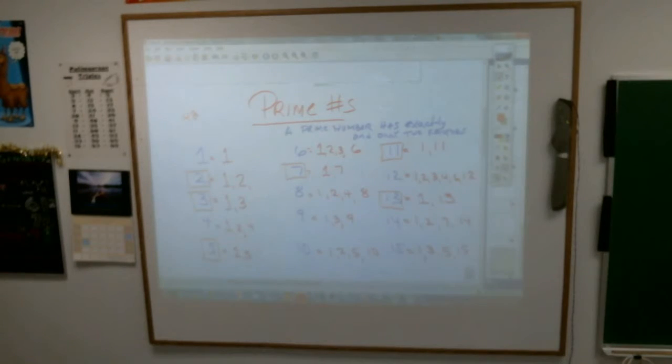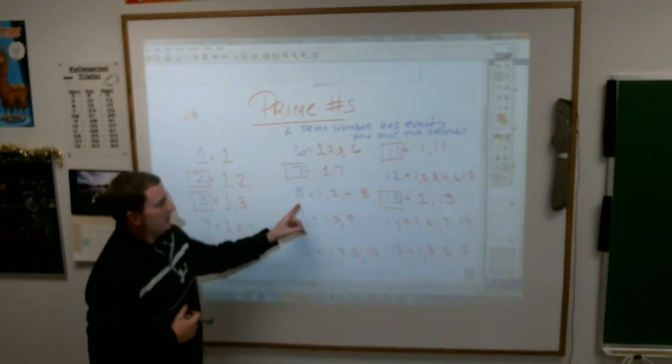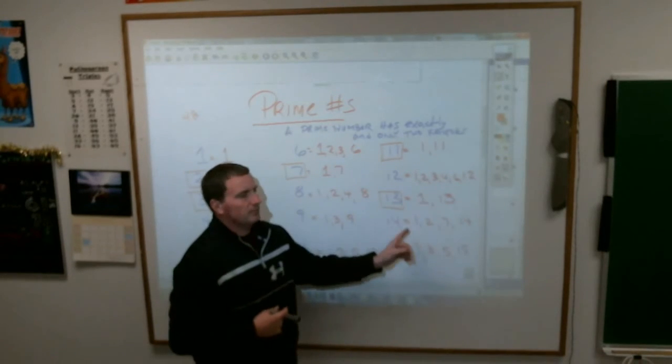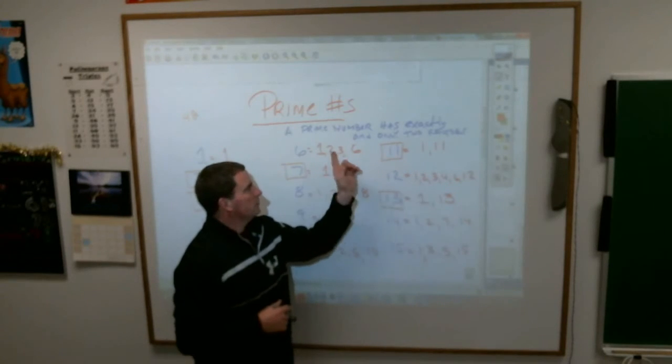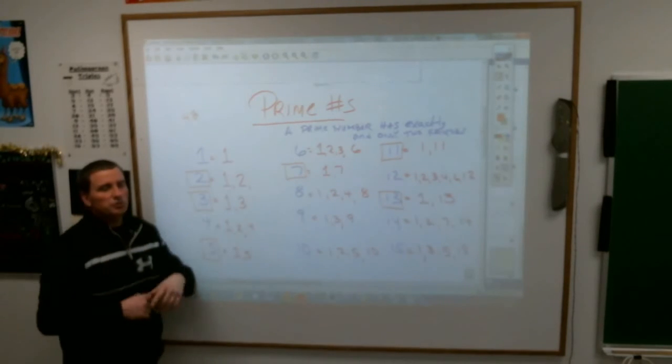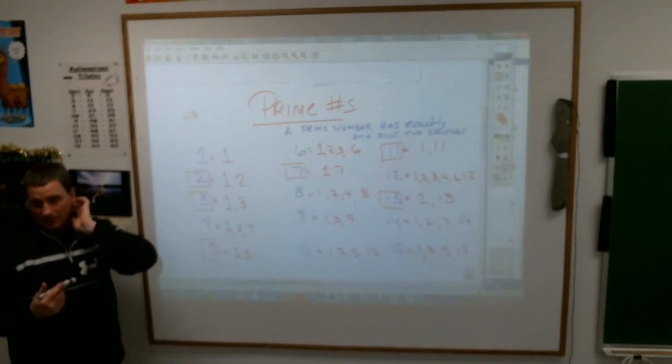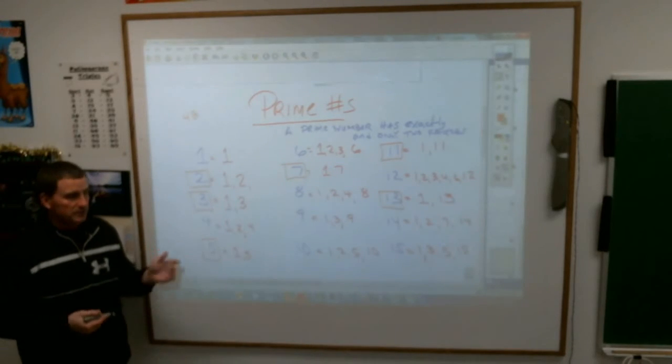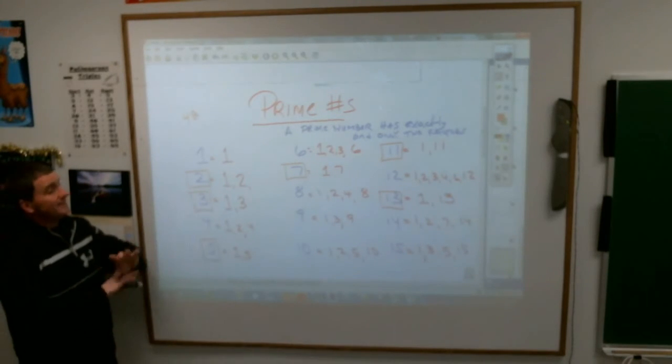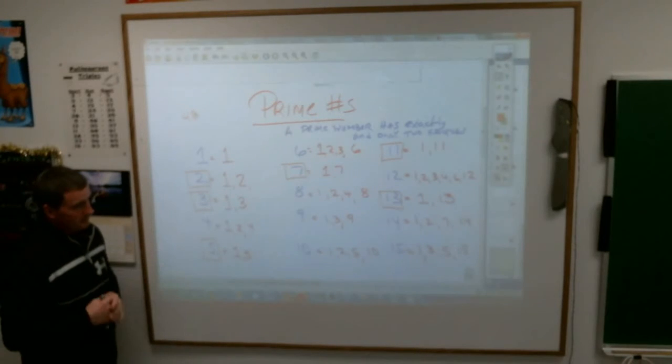Exactly. Because 2 is a factor of every other even number. Look at all the even numbers we put up here. You will see a 2 in all of them, because you can cut even numbers in half, and that's what multiplying or dividing by 2 is. So 2 is going to be the only even prime number you'll ever find.